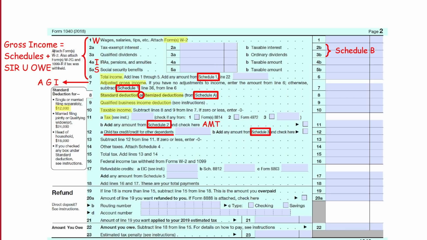And then moving on to line 13, it says subtract line 12 from line 11. So these tax credits help reduce the tax liability dollar for dollar. But note, line number 13 also says if 0 or less, enter 0. This means that the credits that we have on line 12 are non-refundable tax credits.